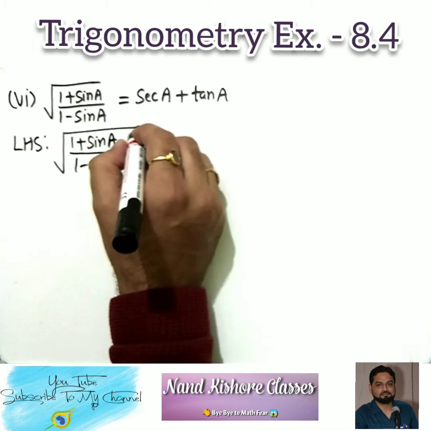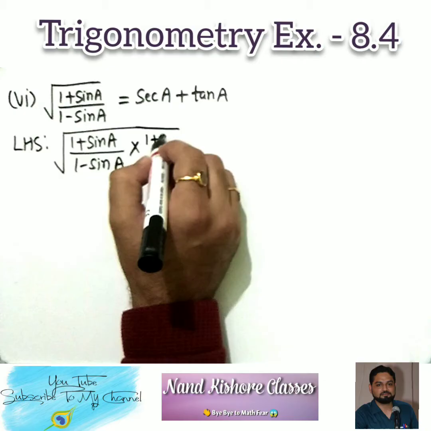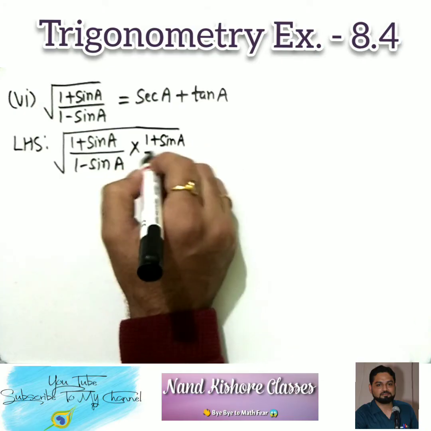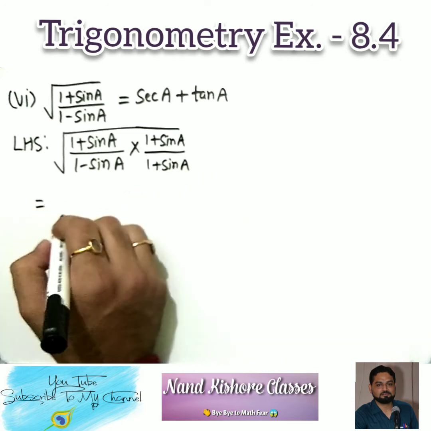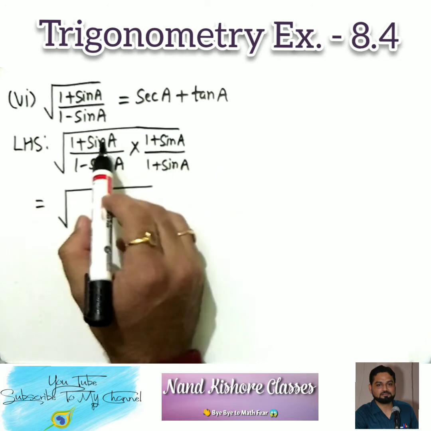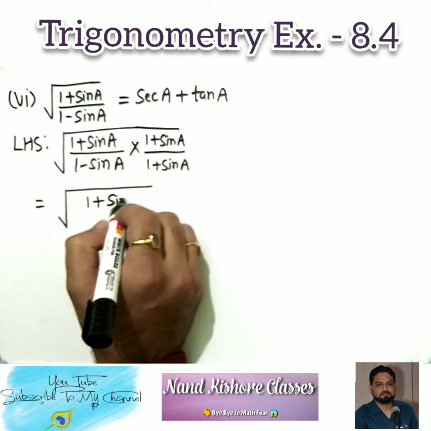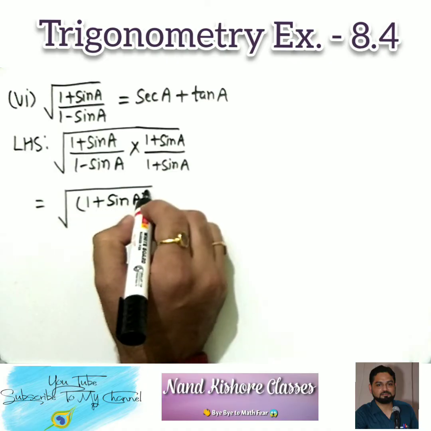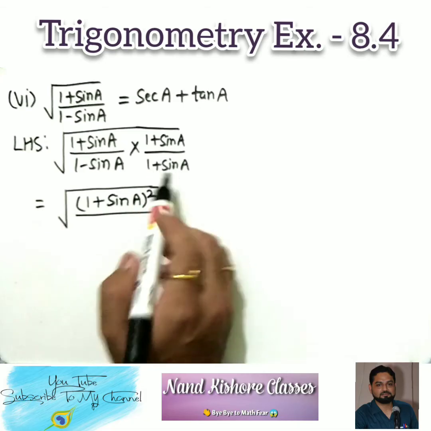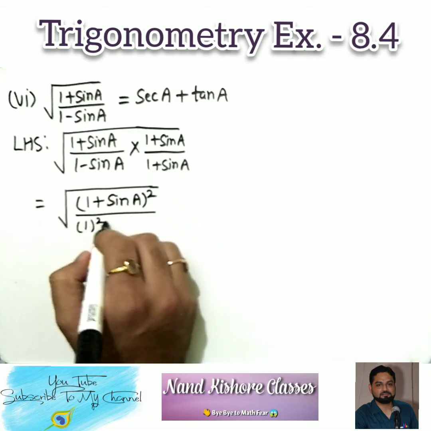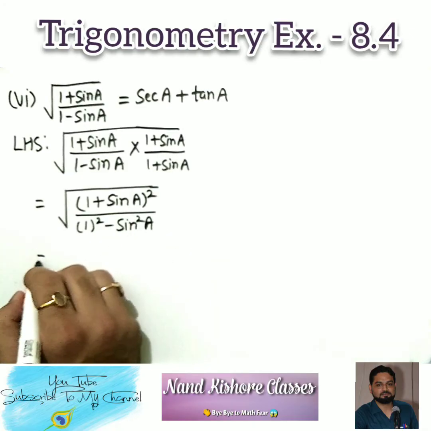What we are going to do is just rationalize. This is 1 minus sin A. Let me multiply with 1 plus sin A and divide with 1 plus sin A. It's a very easy question. These two will be multiplied with each other. Both are the same values, so it can be written as 1 plus sin A whole square. And in the denominator, A minus B, A plus B, that means A square minus B square. Right? So next step.